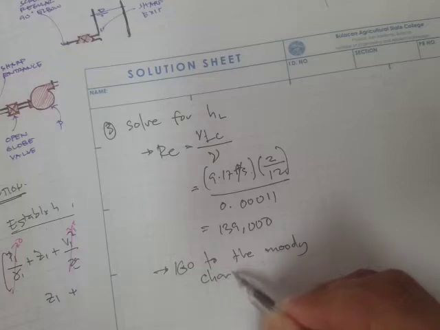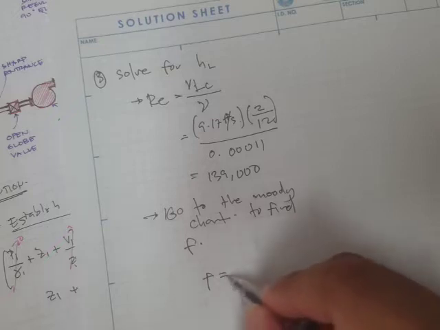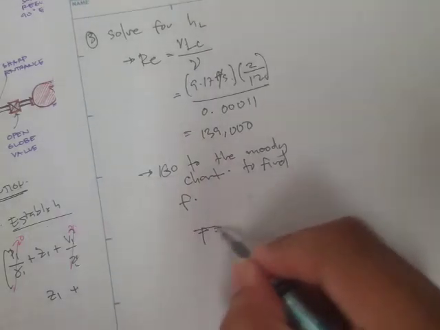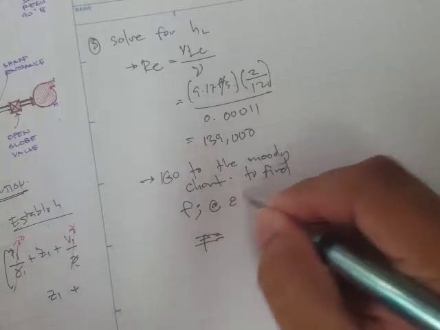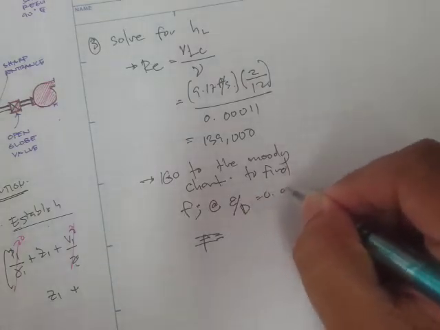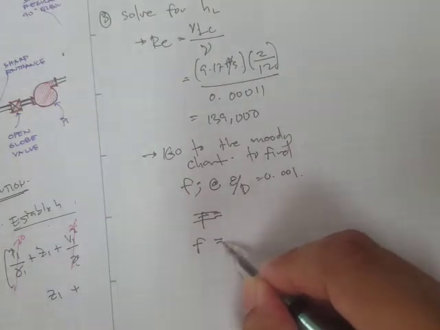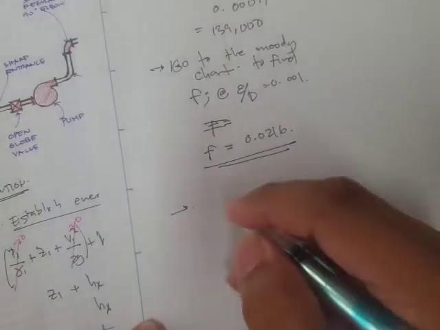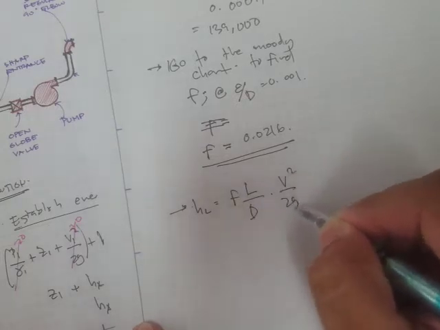Therefore, if we know the Reynolds number, then we can go to the Moody chart to find F. However, we need to use the roughness, at this relative roughness e over D is equal to 0.001. Okay, so therefore F is equal to 0.0216. Now once you have the F, then you can solve for the H sub L, which is F L over D times V squared over 2G, right?